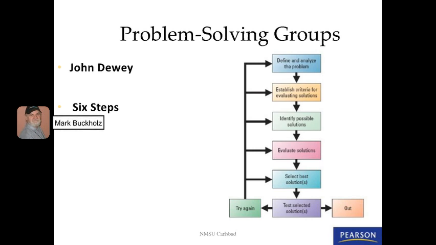American philosopher John Dewey, 1910, is known for the problem-solving sequence often adopted by problem-solving groups. First, the problem is defined and analyzed. Then, criteria for evaluating solutions are established. Next, the group identifies possible solutions. Then the solutions are evaluated and the group selects the best solution, given the established criteria. Finally, the selected solutions are tested and the problem is solved, or the group returns to step 1.